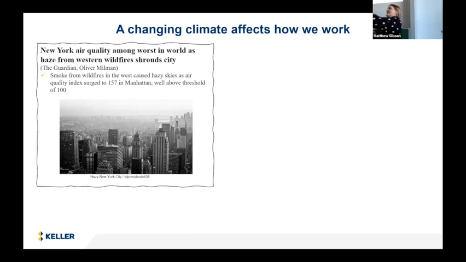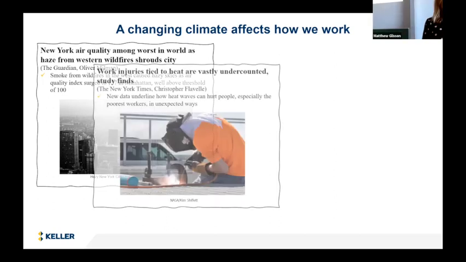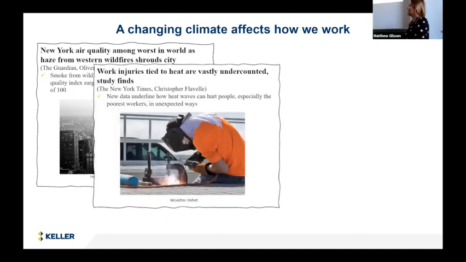That smoke from the wildfires went all the way over to New York City, causing poor air quality in New York City. As geotechnical engineers and contractors, all from start to finish, we work outside and our people work outside. So if we have poor air quality, how are we going to do that? We have more work injuries related to heat.